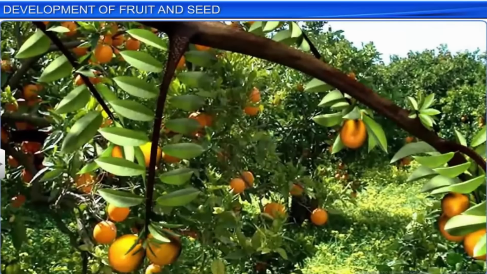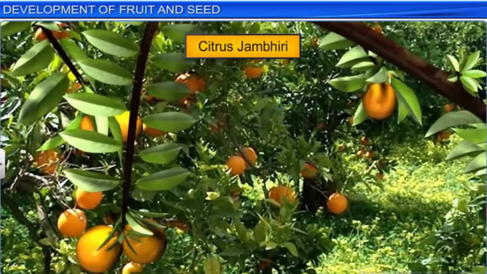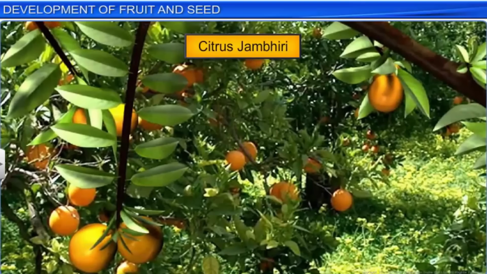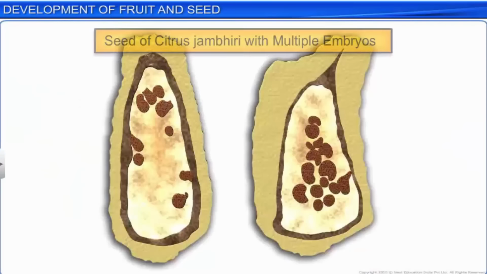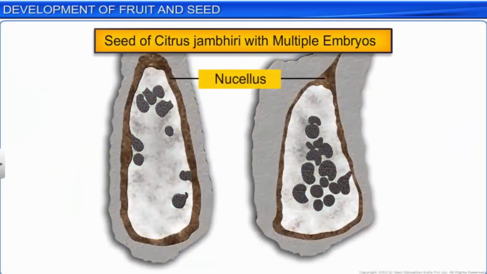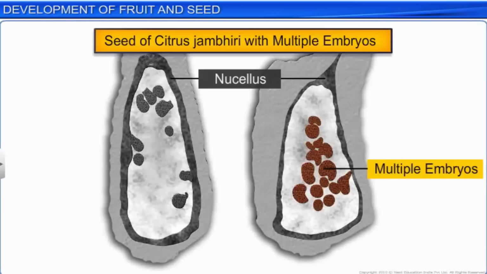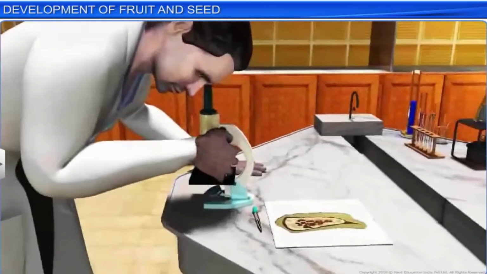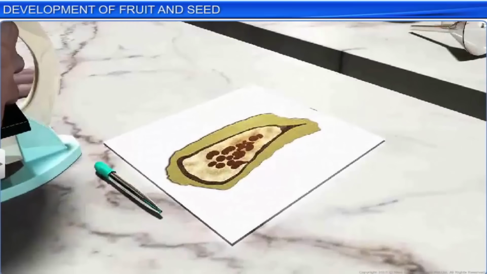Moreover, in certain apomixes such as Citrus jambhiri, which belongs to the Rutaceae family, the nucellar cells surrounding the embryo sac divide and protrude into the embryo sac. Later, these cells develop into embryos, and hence a single seed contains more than one embryo. This phenomenon of having more than one embryo in a seed is called polyembryony. Thus, though we have gained a lot of knowledge about the formation of seeds and fruit, there are many mysteries that scientists are still trying to unlock.